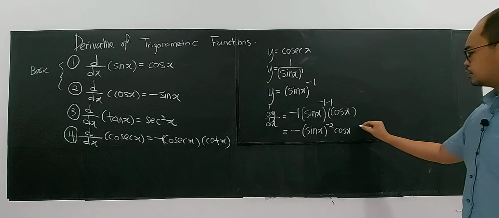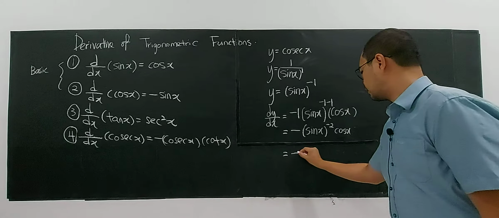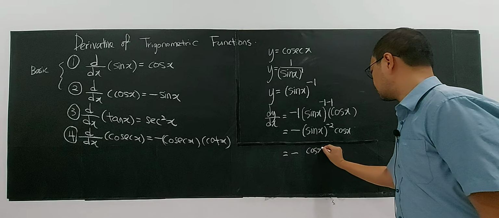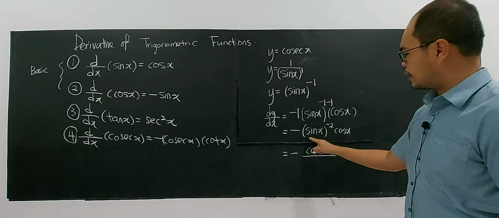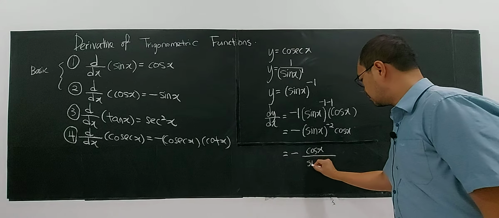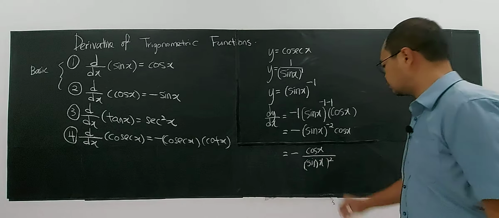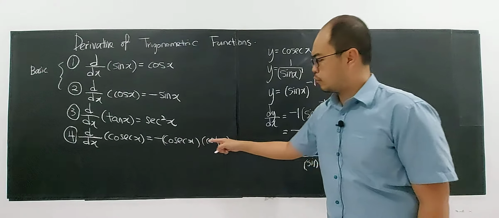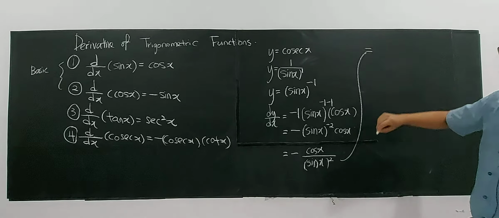If I rearrange this, I will get negative cos x over sine x to the power of 2, right? Sine x to the power of 2. But I believe that my formula will be in this form, so I can further simplify this one. Let's see how I simplify this.